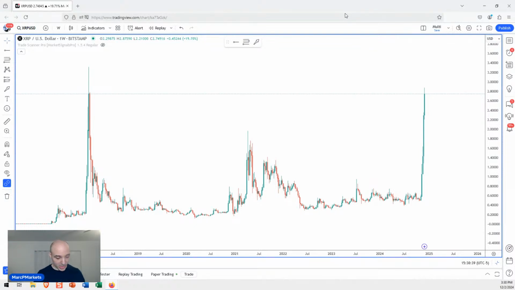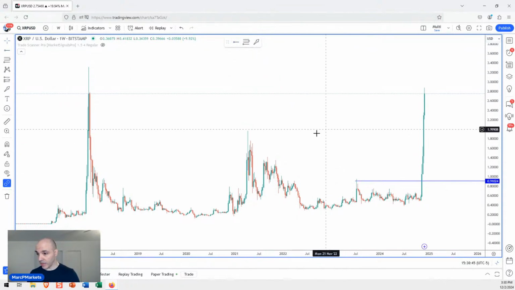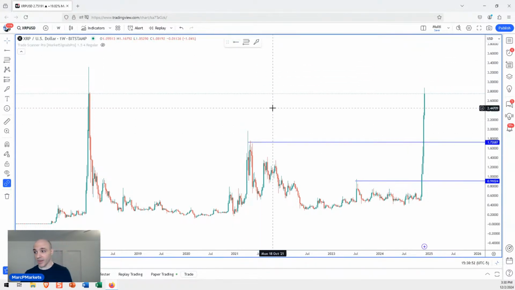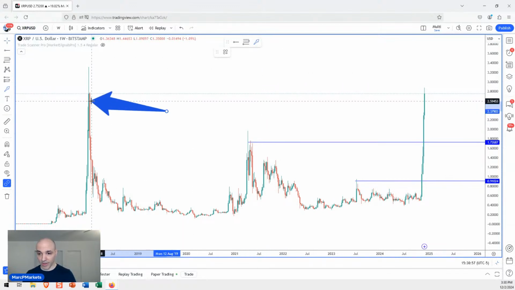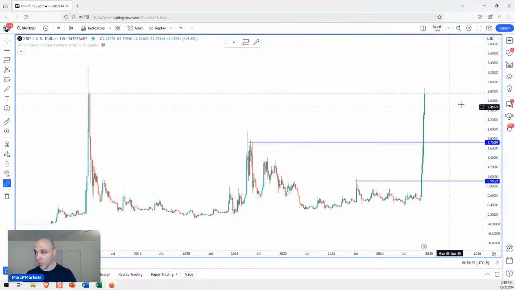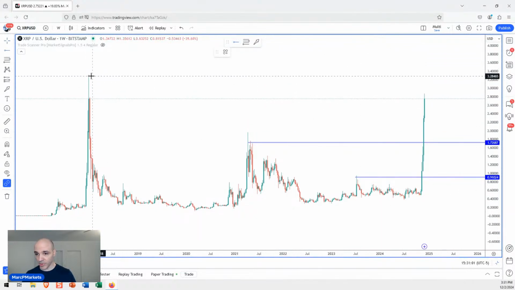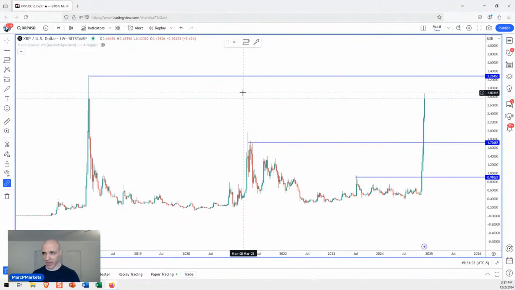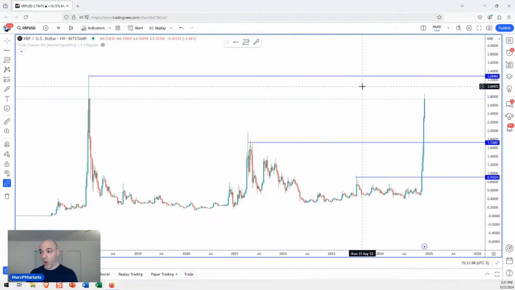$2.74. I mean, this thing is just vertical. If you were brave enough to buy this thing, when it broke this resistance, okay, you're doing okay. But you have to understand something. Markets don't move like this. This is abnormal, as you can see, like as an example back here. So we're coming back to these prices, right? I mean, that's the high right there on XRP. We're not far from that. But the thing is, going all in now is not the time, okay?